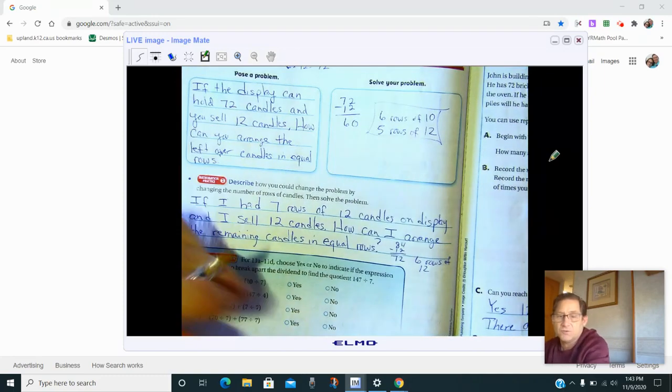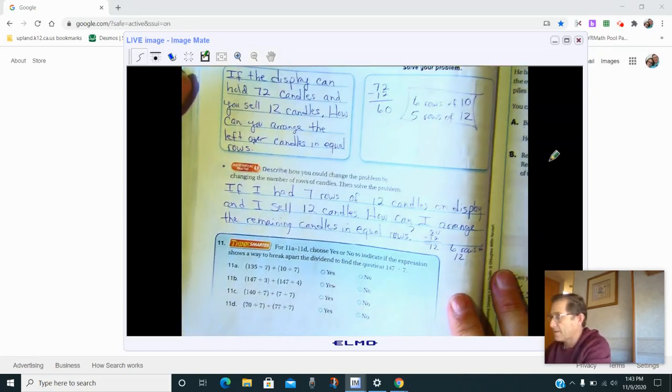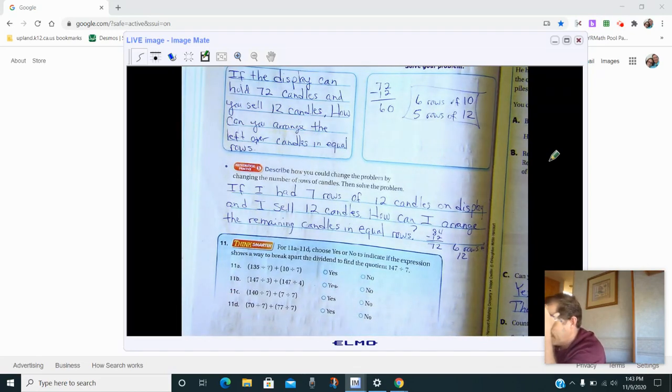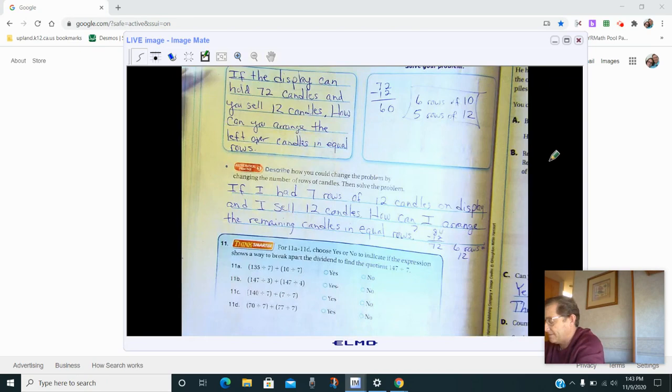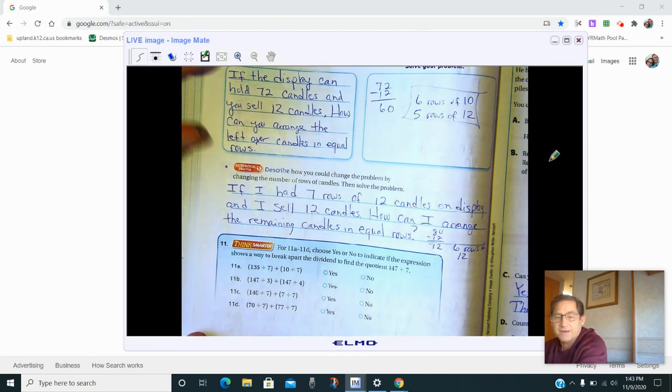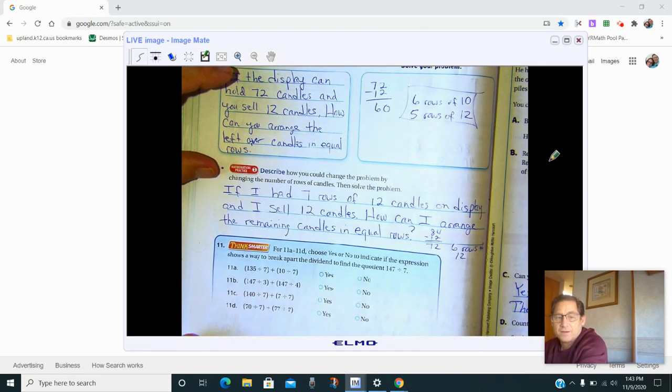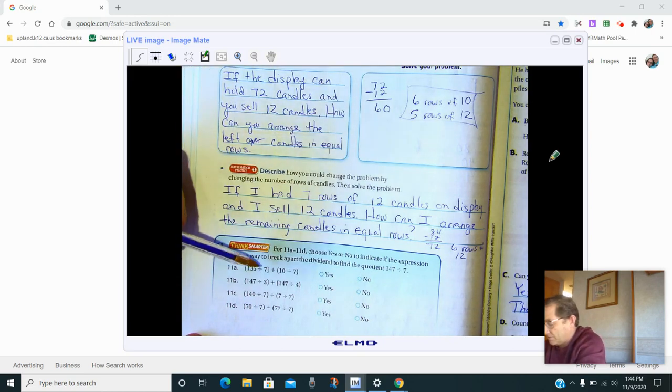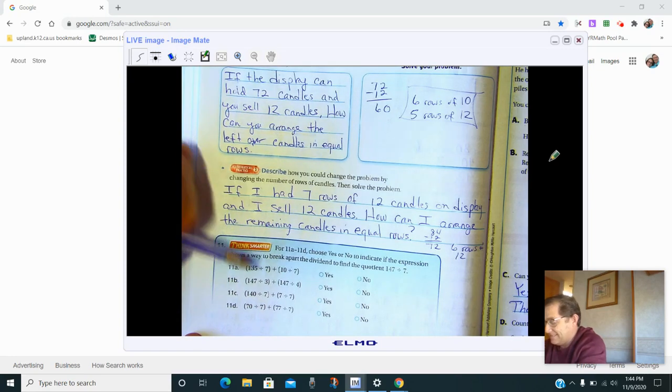And number 11. Choose yes or no to indicate if the expression shows a way to break apart the dividend to find the quotient 147 divided by 7. Okay, so divide by 7, divide by 7. But 135 plus 10 is not 147. That's 145. So no.